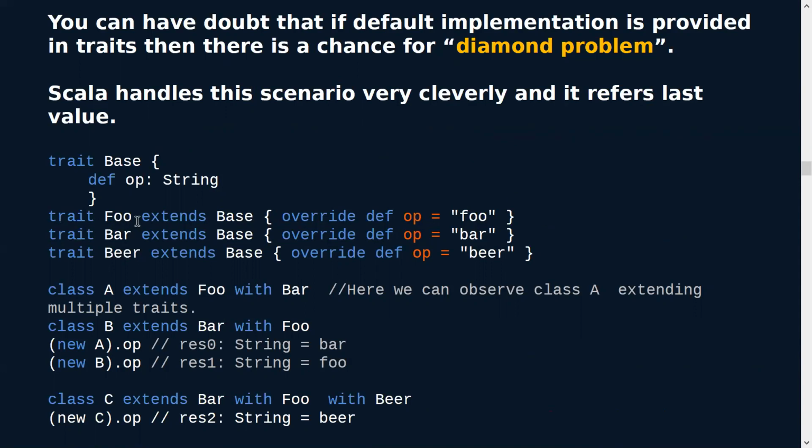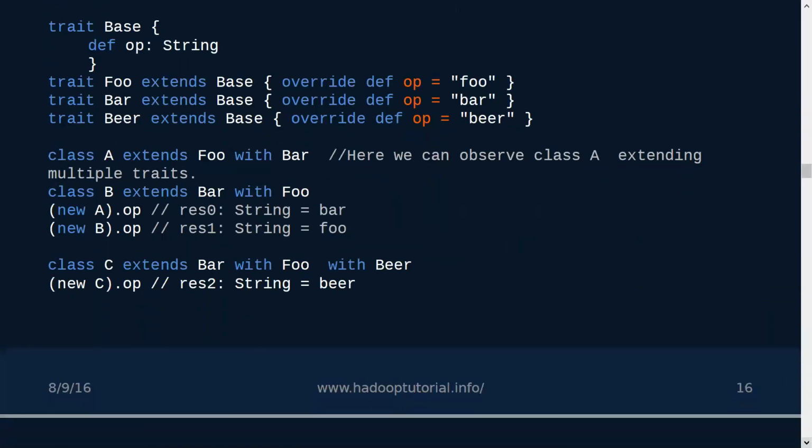So I have another three different traits. Trait foo extends base, override def OP equal to foo, and trait bar extends base. One trait extending another trait, no issues. Trait B is extending base, specifying BR. Now, there is a class that is extending foo and bar. If it extends only foo, no issues. When you call the OP method, it will return foo.